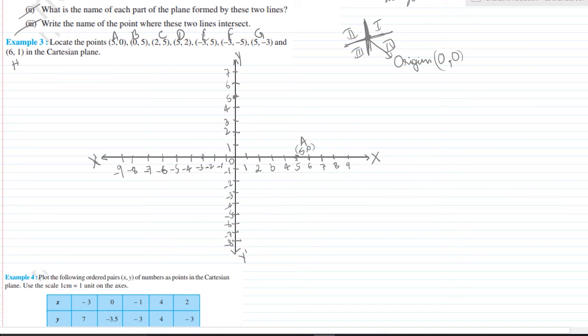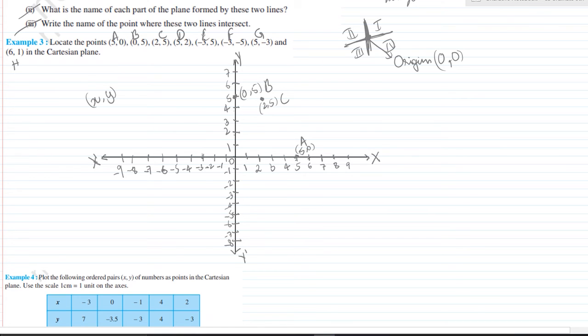So when you plot a graph, always remember this is the standard coordinate system of the Cartesian plane. So 0 is our x coordinate, and 5 is our y coordinate. So (0, 5), this is our point B. Then (2, 5), 2 is our x coordinate. So till here, these are (2, 5), our point C coordinate.